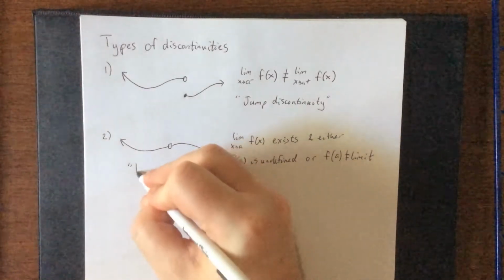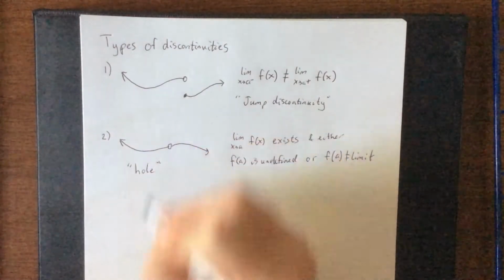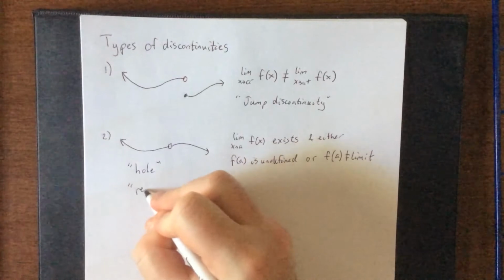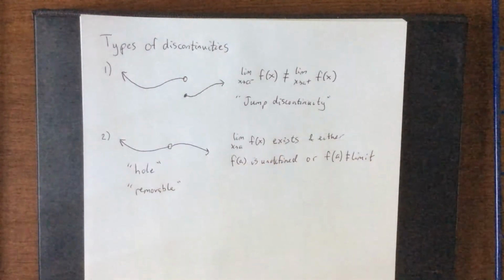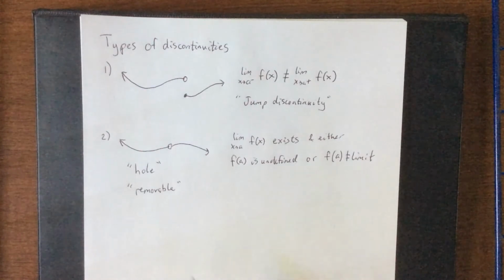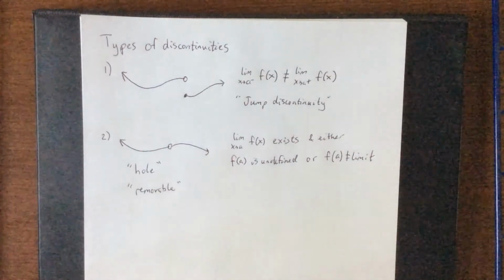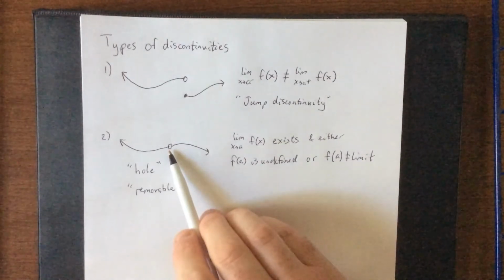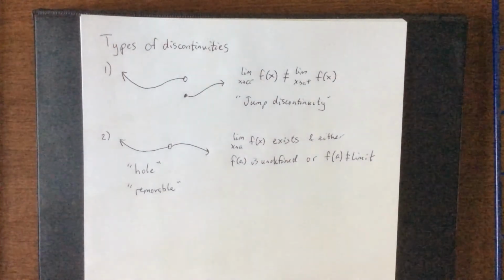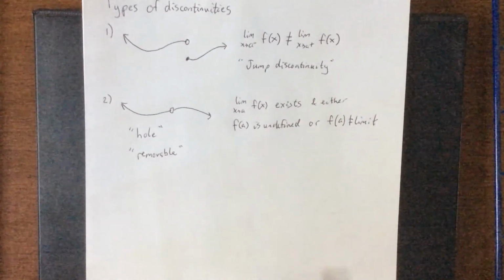This one has two different names. The easy name for it is the hole discontinuity. The other name that it has is removable discontinuity. Removable means that we could make this function continuous by changing exactly one point. And if we were to change that open circle to a closed circle, the function would now be continuous at that point.